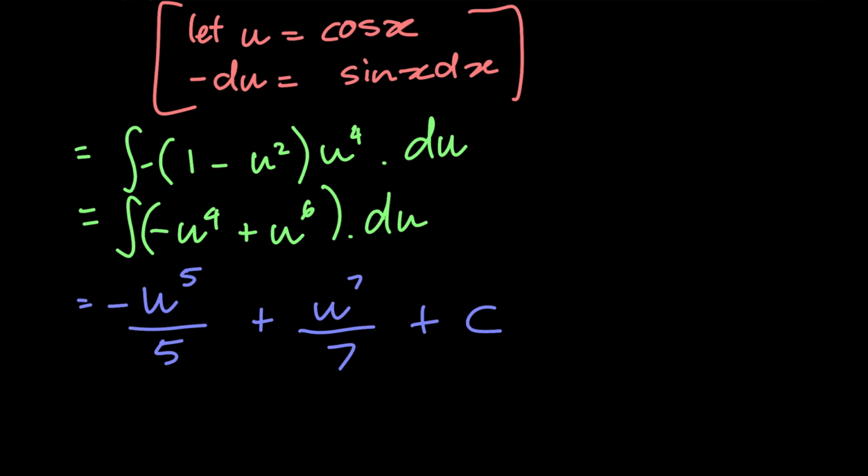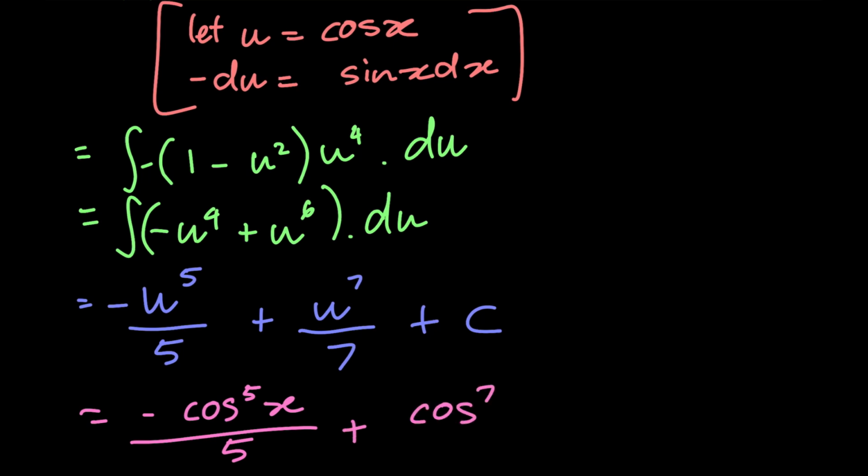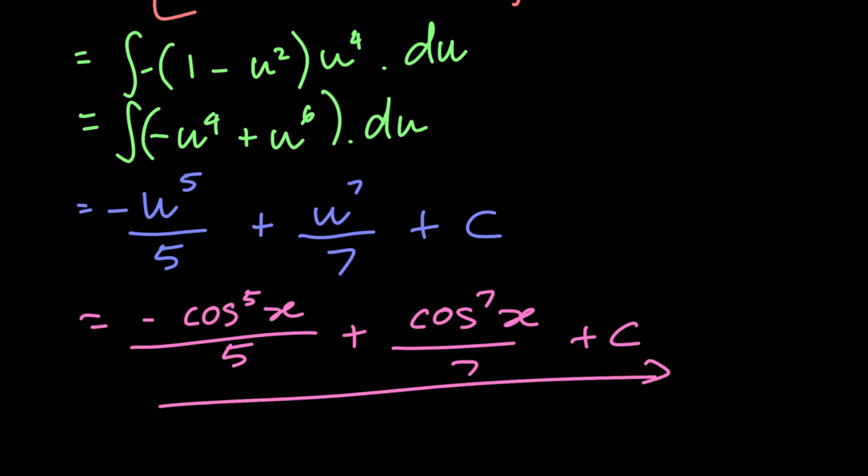But we're not done there, because we need to express our integral in terms of x and not in terms of u. So every time I see a u now, I'm going to substitute in cosine of x. So we have negative cosine to the 5th power of x over 5 plus cosine to the 7th power of x over 7 plus c. And that is the integral solved.